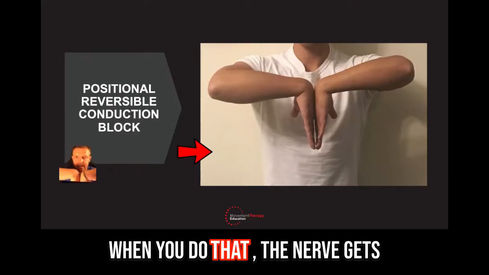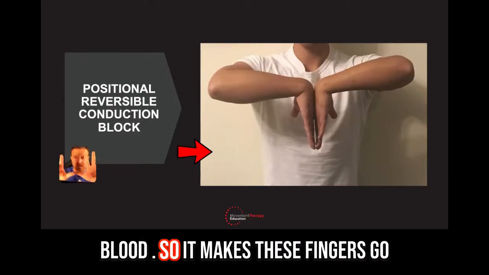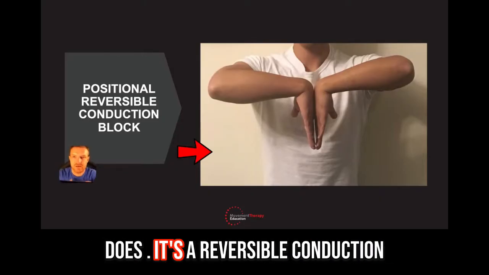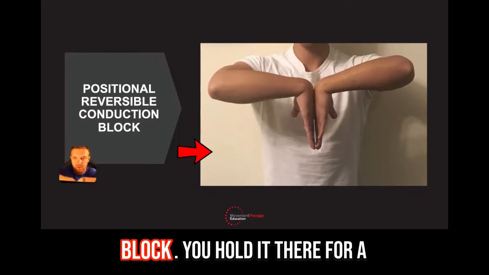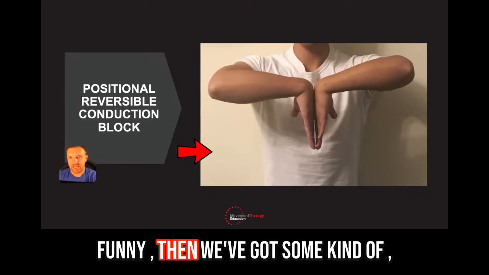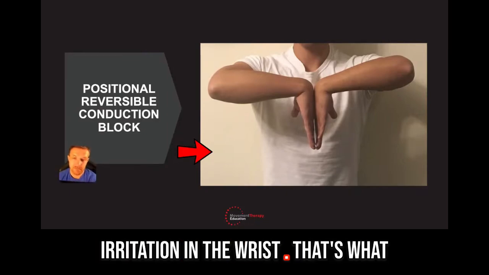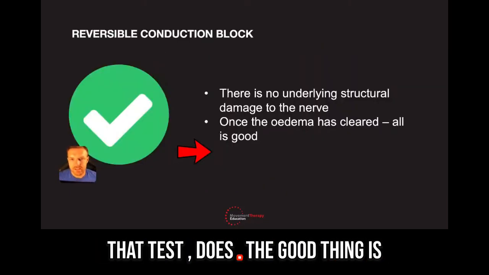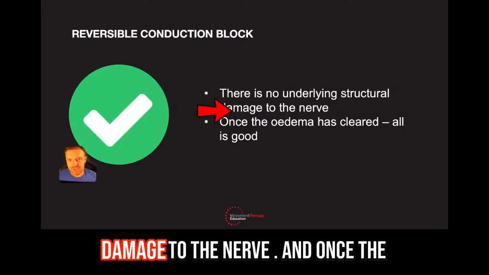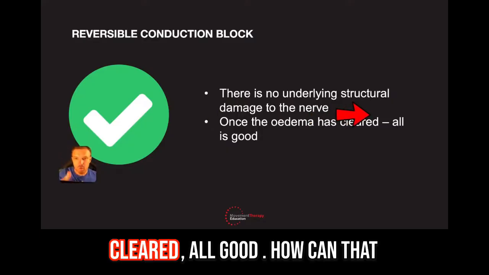So when you do that, the nerve gets compressed and then it can't get blood. So it makes these fingers go numb. And that's what Phelan's test does. It's a reversible conduction block. You hold it there for a minute, and if your fingers go a bit funny, then we've got some kind of compression and mechanical irritation in the wrist. That's what that test does. The good thing is, there's no underlying structural damage to the nerve, and once the edema is cleared, all good.